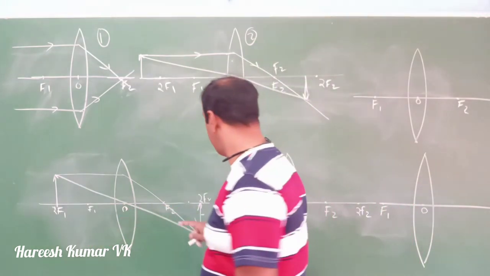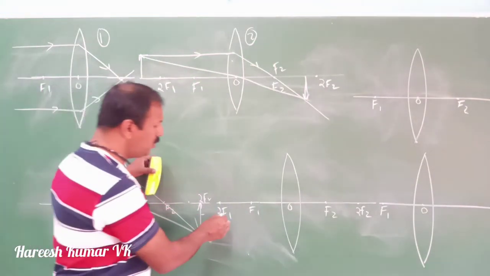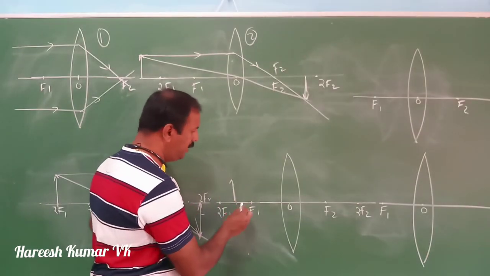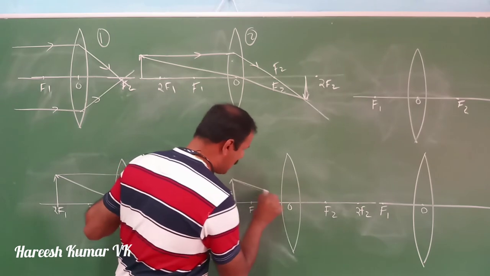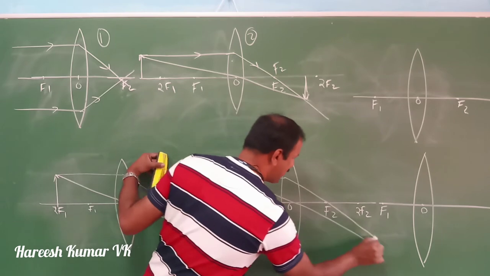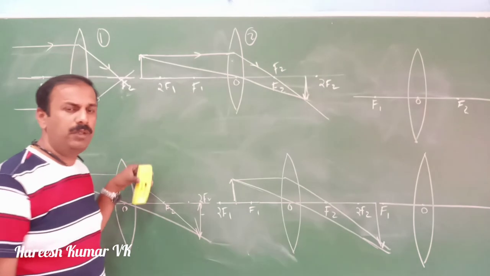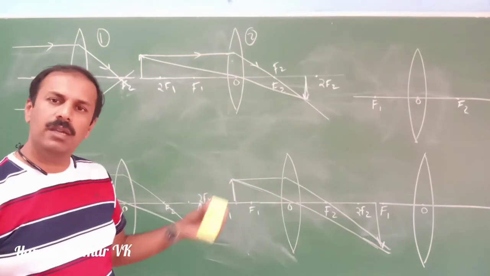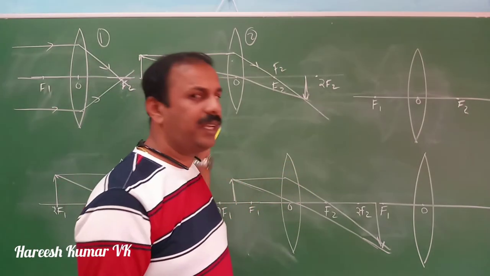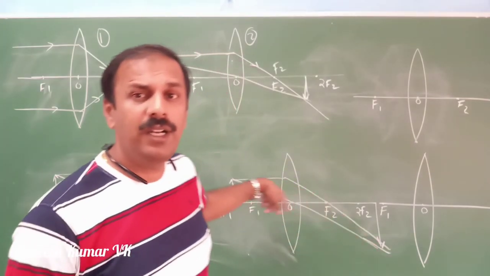Now our three situations are over. The next situation is when the object is between 2F1 and F1. You can guess from here itself where it will be. One ray will go straight like this, and another will go from here to the focus like this, and beyond 2F2 the image will be formed. Comparing with the mirror, you will get the same thing. In all these cases, we are getting a real and inverted image.